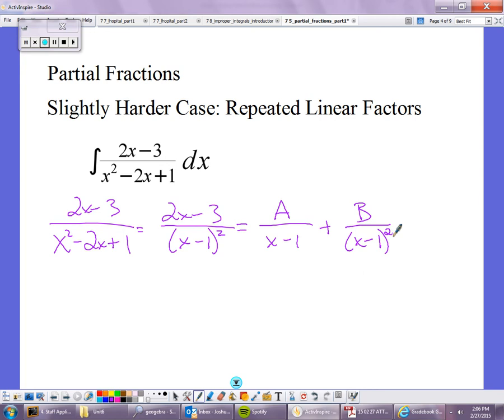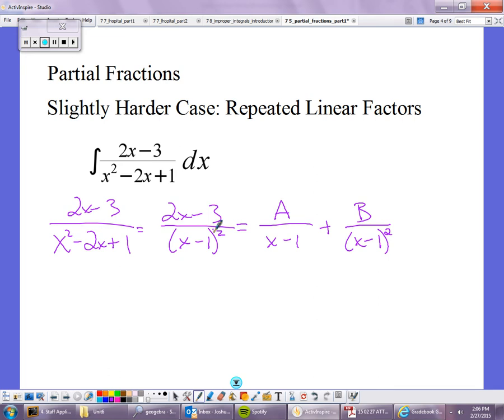Why it does that? That's a good question. That's a longer story than I'm going to go into right now, because I really wanted to show you how to do this. So you just need to know whenever you have repeated linear factors, you're going to do something over the first linear factor plus something over that linear factor squared. And if we had x minus 1 cubed over here, we'd have another one, C over x minus 1 cubed. We would go through each of the degrees until we got up to the actual degree of the original fraction.